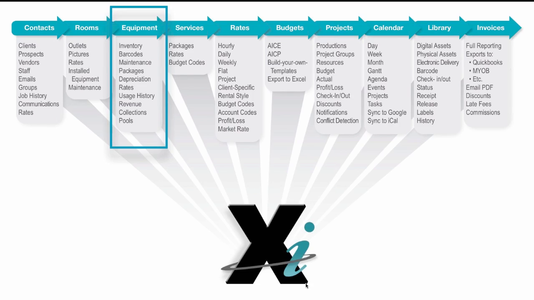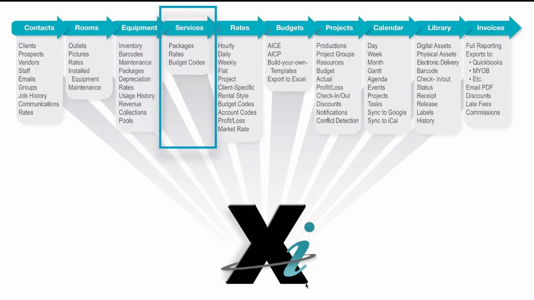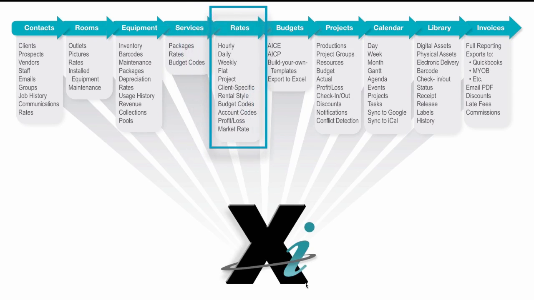And then services. Those are things that you do that don't have physical objects that go along with them. And services can come in packages, like you'll do a shoot, and that includes all of the stuff that you do there, the rates that go along with that, and even budget codes if you're using the AICE or P style budget templates. And more detail on the rates, they come in hourly, daily, weekly, flat rate, project rate, client-specific rates, rental style rates. And each one of those has budget codes, account codes, profit loss, and market rates.